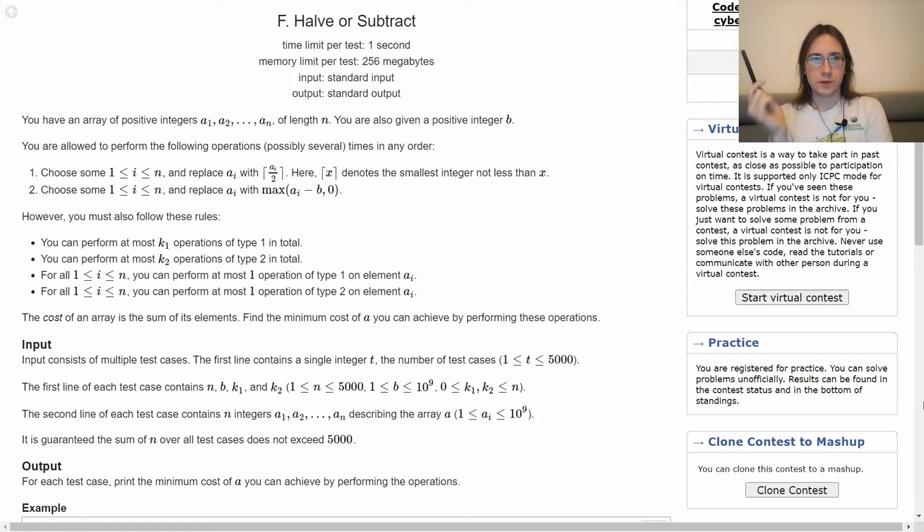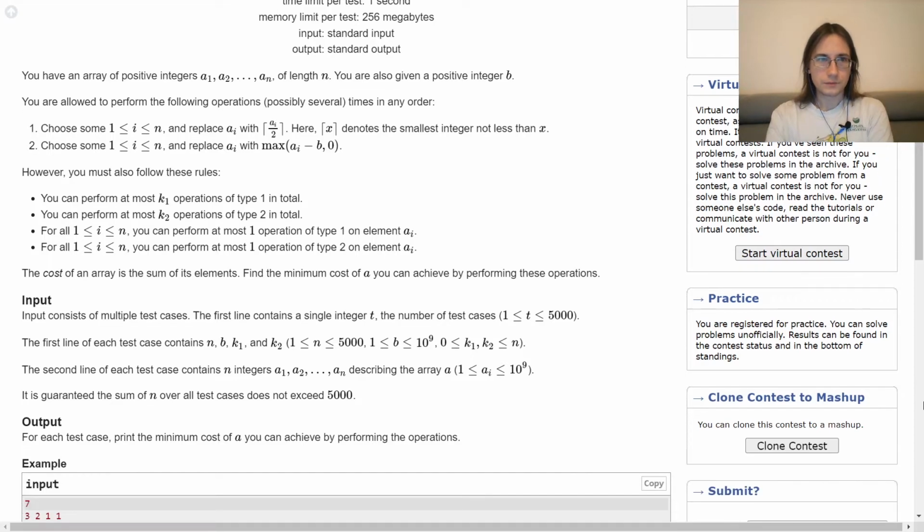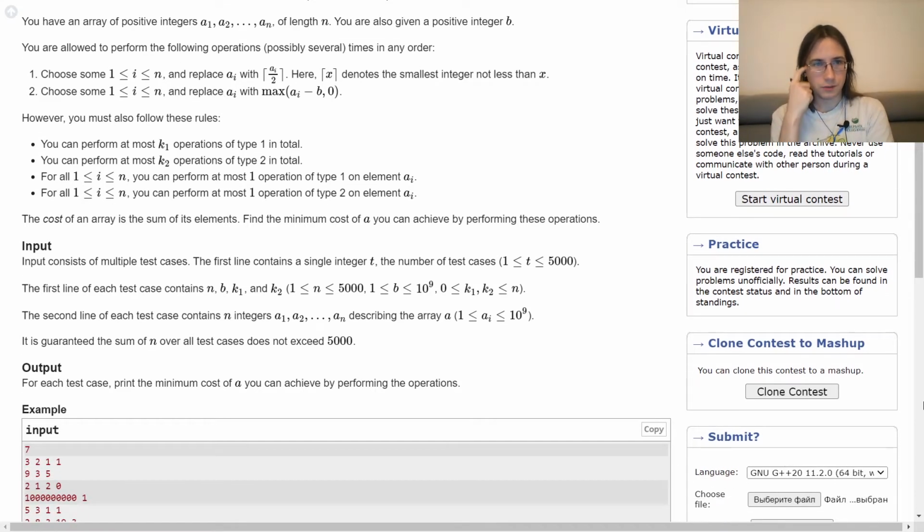Let's discuss problem F now. Even though it's rated F, it's not that hard. You can read the statement now or listen to my explanation.